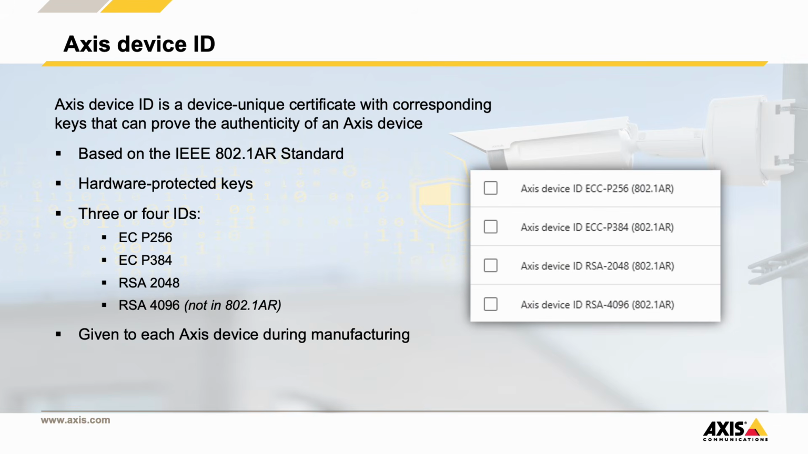The Access Device ID is a device-unique certificate with corresponding keys that can prove the authenticity of an Access device. This certificate is based on the IEEE 802.1AR standard, a widely recognized protocol for secure device identification. The keys are hardware protected, meaning they are stored in a secure hardware module, making them resistant to tampering and extraction. Depending on the model, the device can have 3 or 4 IDs. Each Access device receives its unique ID during the manufacturing process.